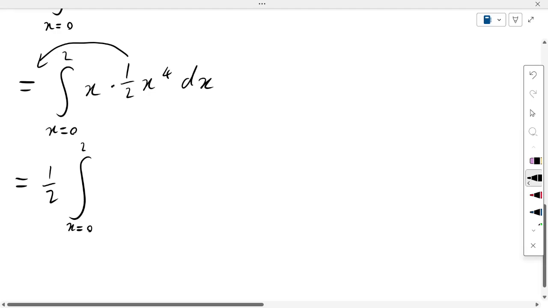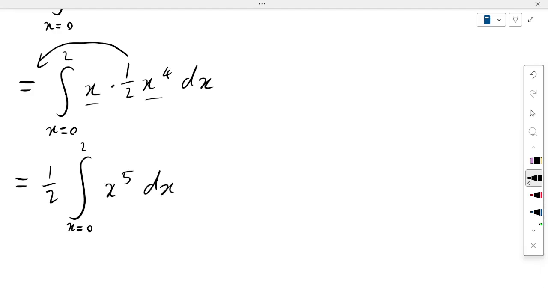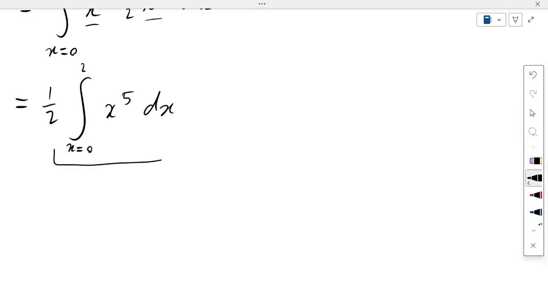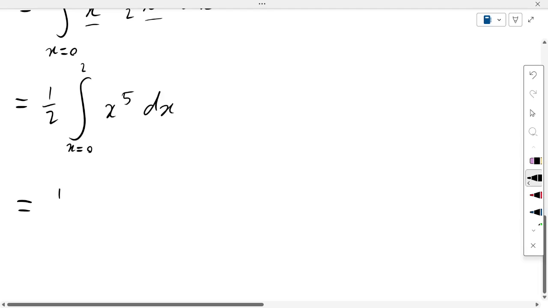And then we'll have x multiplied by x to the power of 4, which we know we can write as x to the power of 5 due to our exponent laws with respect to x. And look at this, this is perfect. We can just straight up integrate it. So it'll be a half, and then we're evaluating this integral.